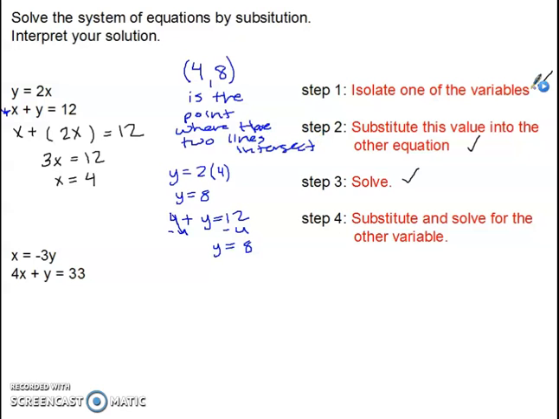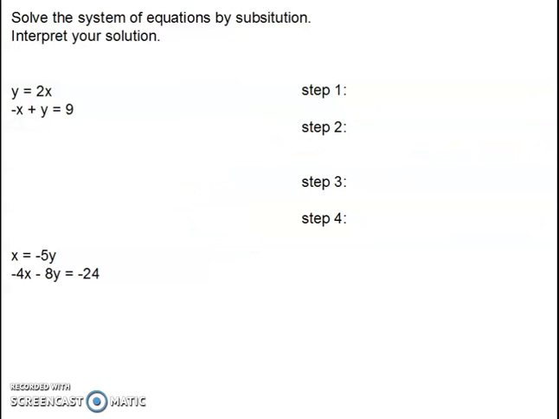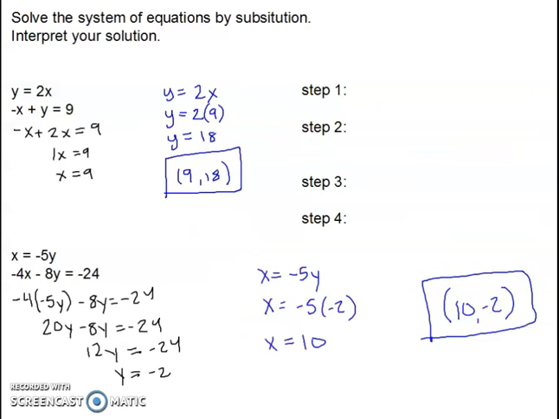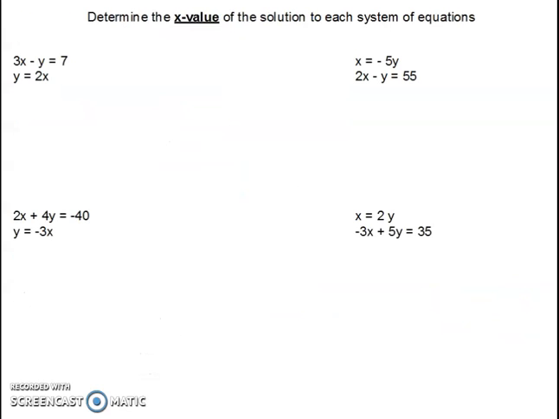Go ahead and pause the video and try this next example and the following two on your own. For that first practice, I got 9 and -3 as my point where the lines intersect. Next, I've got 9, 18. And your last practice, you should have a solution of 10, -2. Pause the video to check out my work as necessary if you have not agreed with any of these solutions.